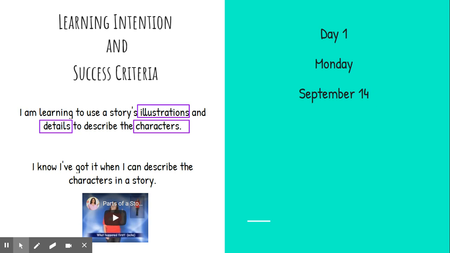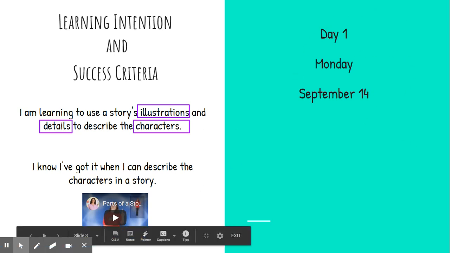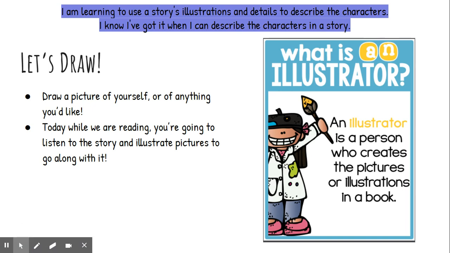Our success criteria tells us exactly what we need to be able to do to mark off this learning target. So your success criteria for today is I know I've got it when I can describe the characters in a story. So you're going to be describing the characters in the story we're reading. Listen to this YouTube video to learn about the parts of a story. Okay, so let's get started.